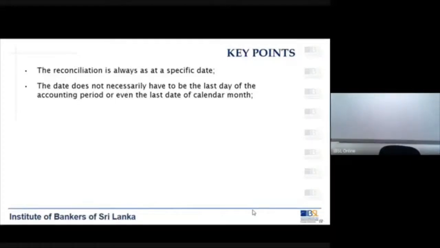But what happens in organizations or companies is they make it a practice to do a reconciliation at the last day of the month or the last working day of the financial year, because those will be required by the auditors. When the auditor carries out your audit, they would like to know the bank reconciliation as at that particular financial year end or maybe the month end date. But it is not a hard and fast rule where you will have to do a reconciliation as at the last day of the month or last day of the accounting period.